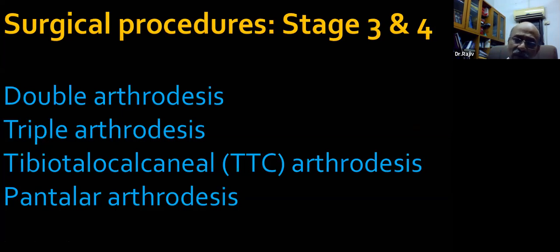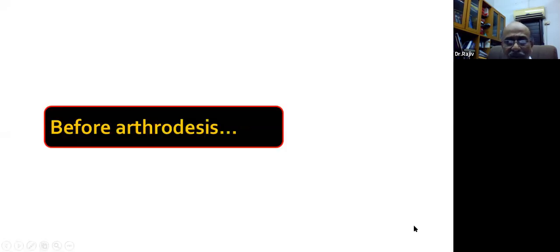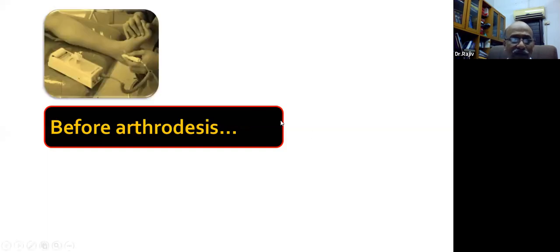Now, what are the surgical procedures we do for stage 3 and stage 4? Stage 3, you have a fixed deformity. Stage 4, you have fixed deformity with ankle involvement. So there are multiple surgeries which are done, but every surgery is in the form of arthrodesis. You want to fuse the joint. Either you are doing double arthrodesis, which may be in the form of fusing 2 joints or 3 joints, or pantalar arthrodesis, where you fuse the ankle and all other joints. Before arthrodesis, one needs to make sure that the vascularity of the foot and ankle is good.